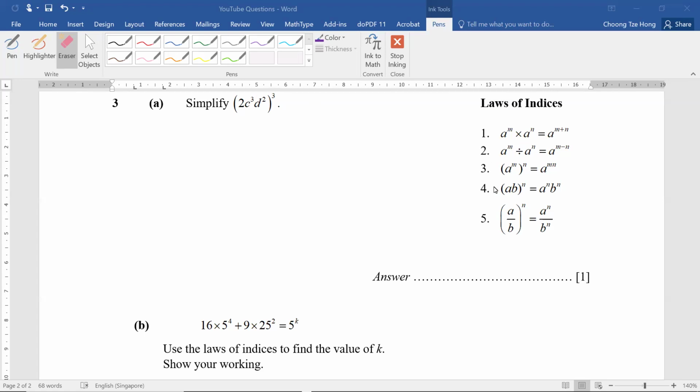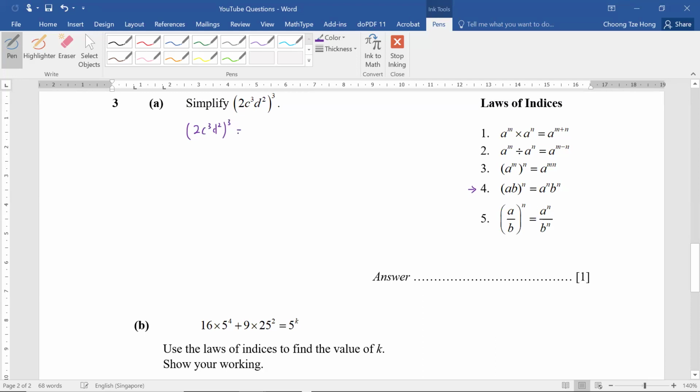The law of indices that we will need to apply at the beginning would be law number 4: (AB)^n can be opened up into A^n times B^n. This can also apply if inside the bracket you have more than 2 terms. In this case, we actually have 3 terms. So let's write it out: (2c³d²)³.